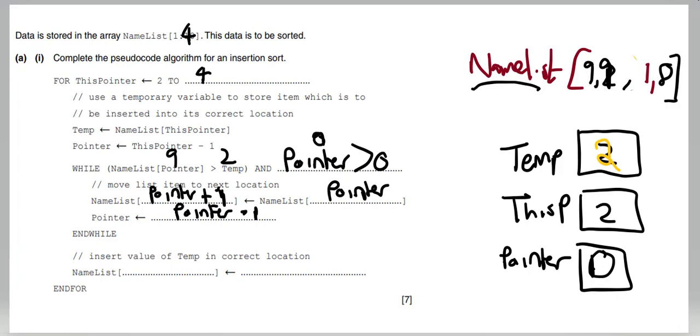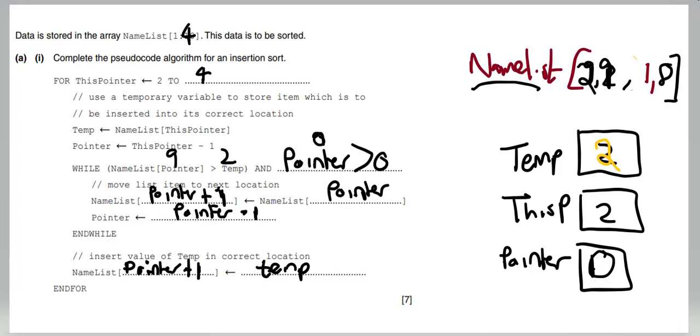What we're going to do now is place our temp, which is the number 2, into nameList pointer plus 1. So inside pointer plus 1, we've got the number 9. Why? Because 0 plus 1 is position 1. So here. And we're going to put the number 2 in there. So now we've had our first swap. 2 and 9 have swapped.